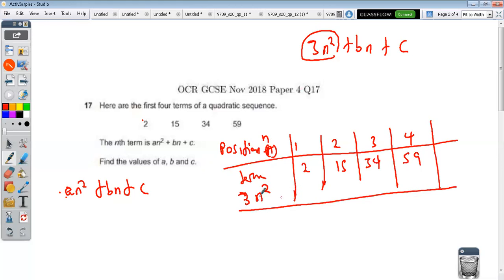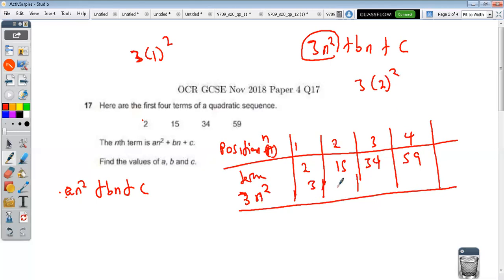Now let's find the 3n squared. It means when n is equal to 1, I'm simply saying in my calculator 3 times 1 squared. What do you get? Simply 3. Then we go to the second term, when n is equal to 2. So I'm saying 3 brackets 2 squared. That's what n squared means. 3 brackets 2 squared. What do you get?